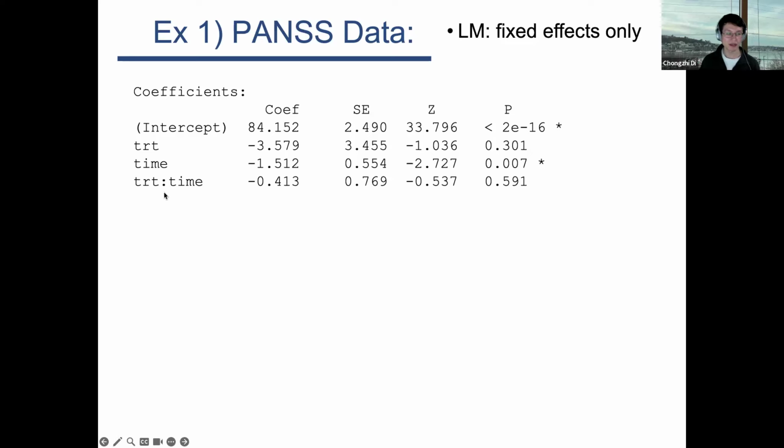And then the interaction term, this is really what we are mostly interested in. It tells you the difference in rate of decline between those two treatment groups, right? The coefficient is estimated to be negative 0.4, and it's not statistically significant from this linear model.